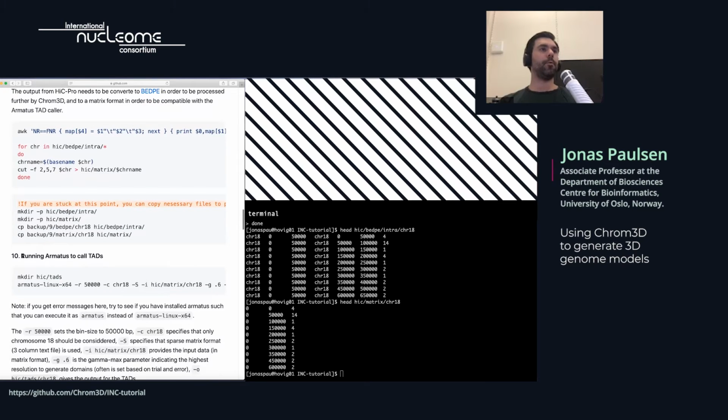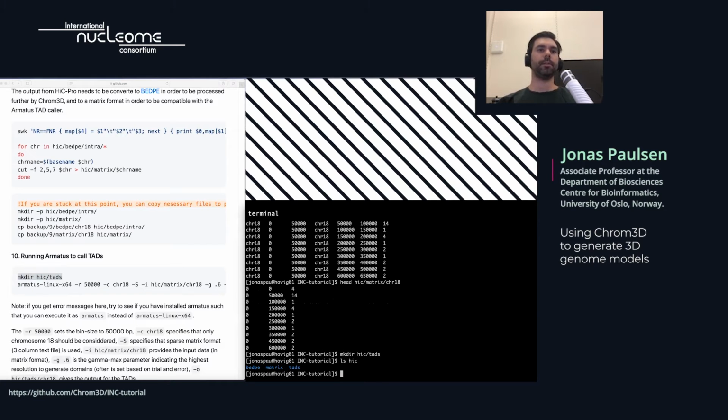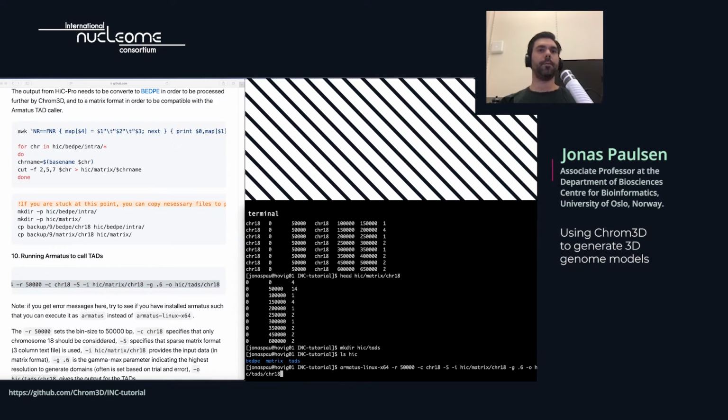We will now perform step number 10, which is running the Armatus program to actually call the TADs based on these Hi-C data formatted in this way. I'll start by making a new folder within the Hi-C folder called TADs. These are where the TADs are going to live. And then we will run the command actually running Armatus.